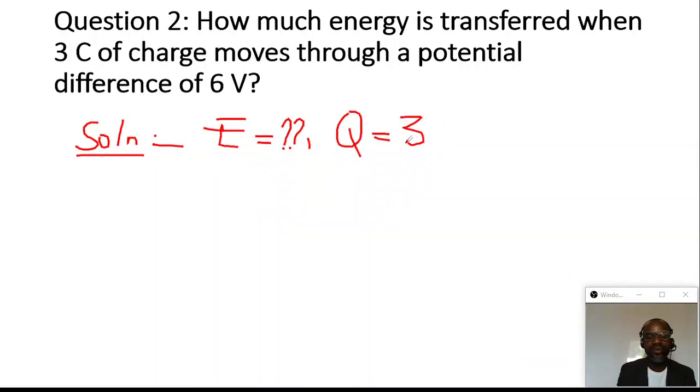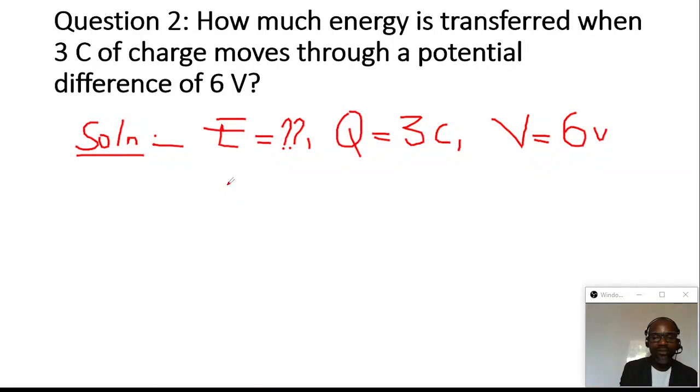Right? Good. I want to write boldly so that my viewers can see my writing very well. Okay, so we have a charge of 3 coulombs that moves through a potential difference of 6 volts. V, the potential difference, is given as 6 volts. Good. Let me write small v, 6 volts. Very nice. Therefore, our formula remains the same.